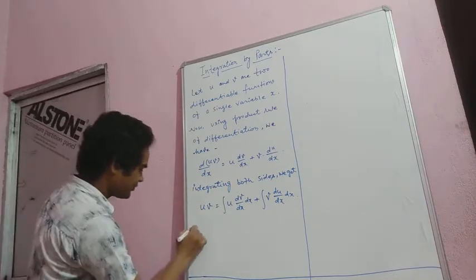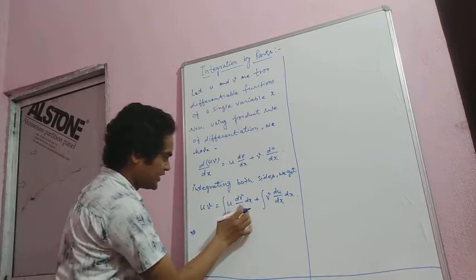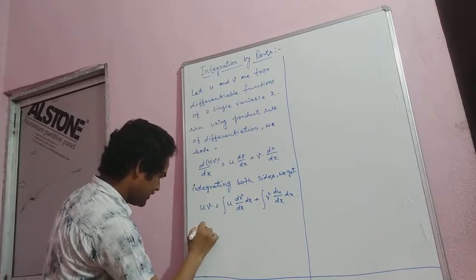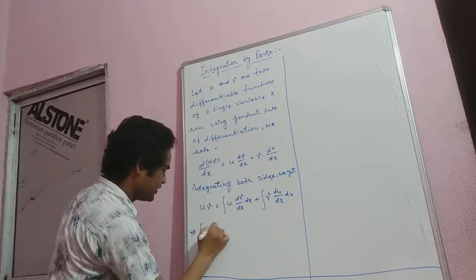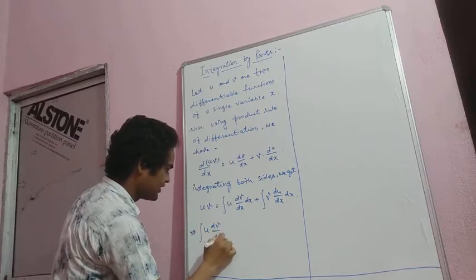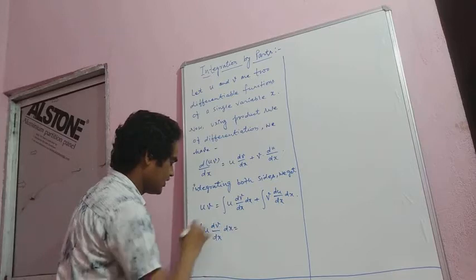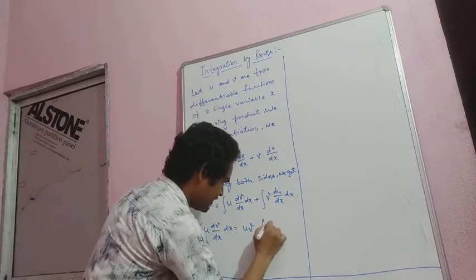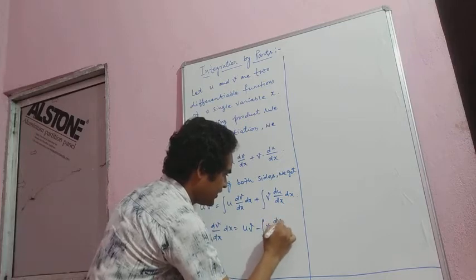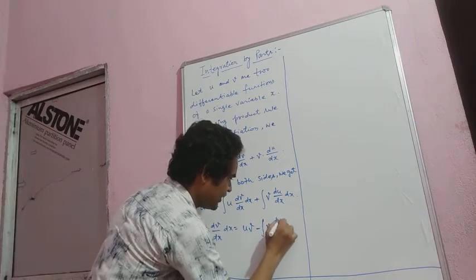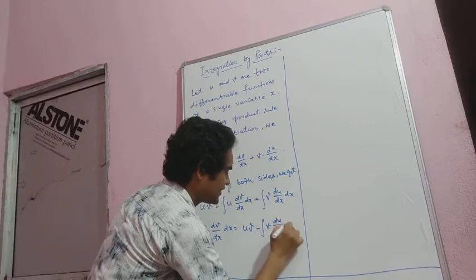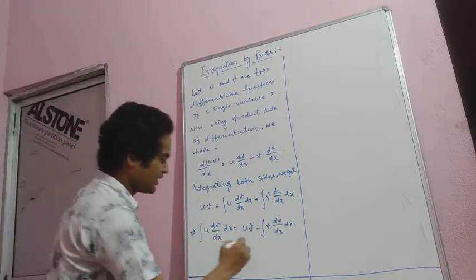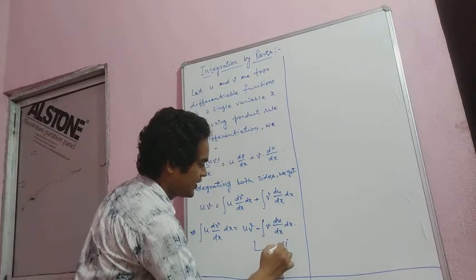Now this implies the value of this part: the integral of u dv/dx dx is equal to uv minus the integral of v du/dx dx. Let's assume this is expression number 1.